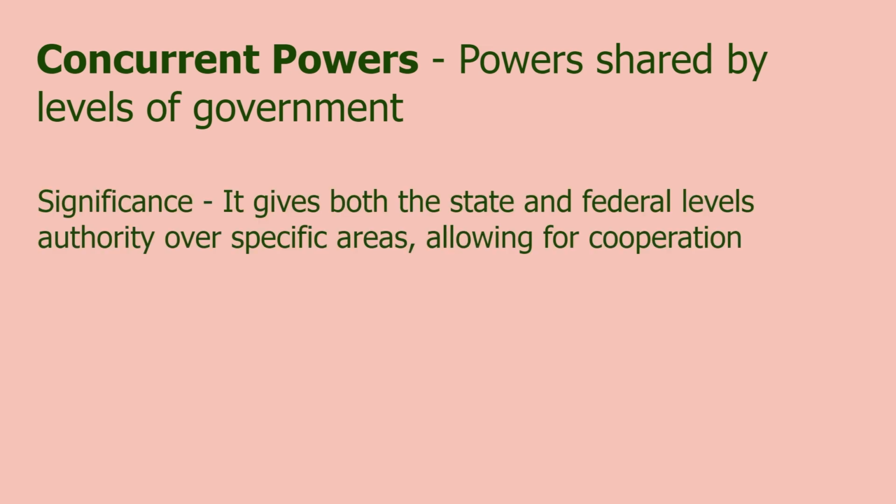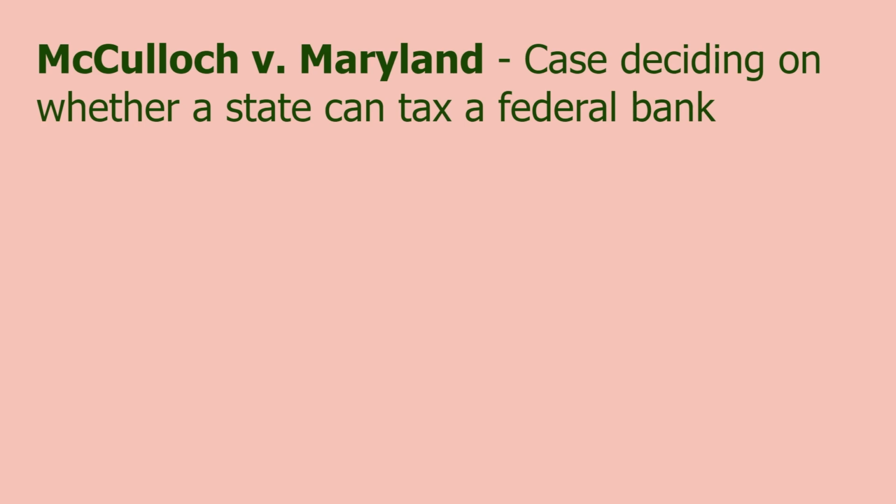It gives both the state and federal levels authority over specific areas, allowing for cooperation. So in federalism, this is kind of cooperative federalism where both the national and state governments work together on certain issues. McCulloch v. Maryland, case deciding on whether a state can tax a federal bank.